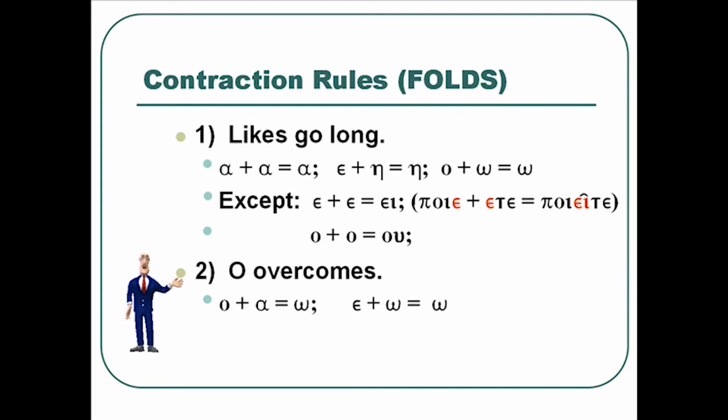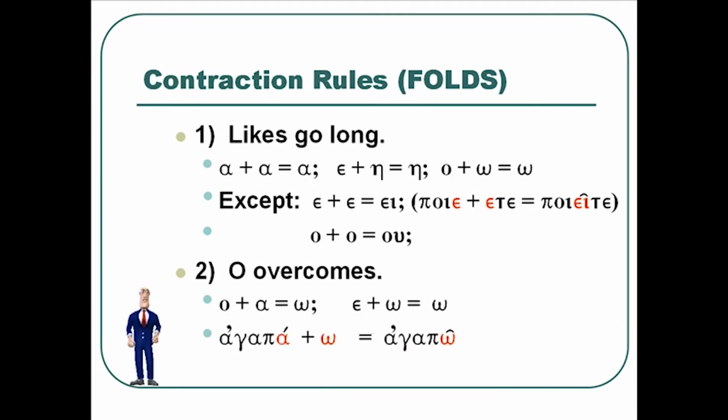Now the second rule is that O overcomes. So an omicron plus an alpha becomes an omega. The O overcomes and goes long to an omega. The epsilon plus an omega becomes an omega. So, for example, agapa, when you add the omega ending, becomes agapo. The alpha plus the omega becomes an omega. O overcomes.